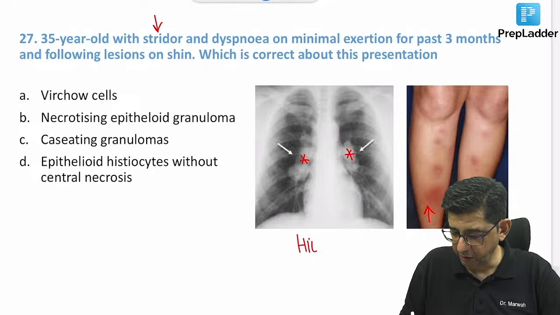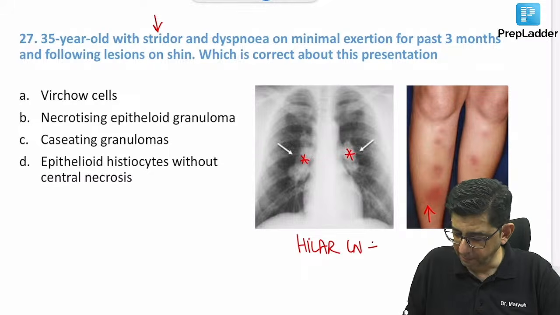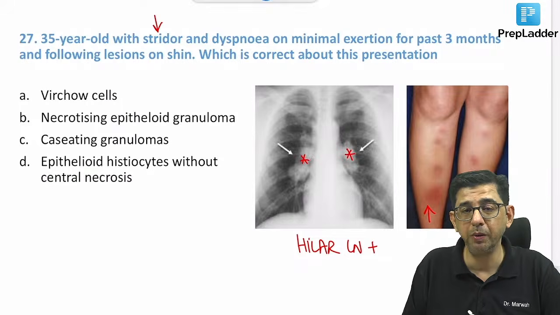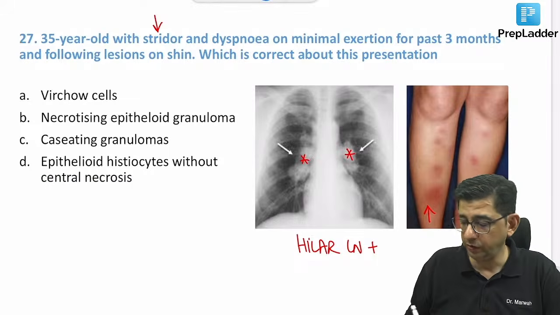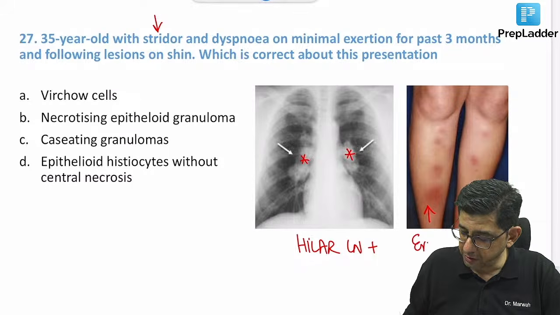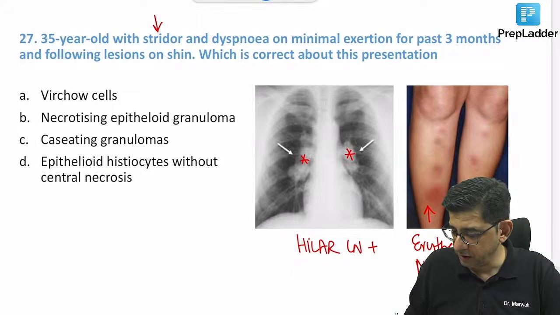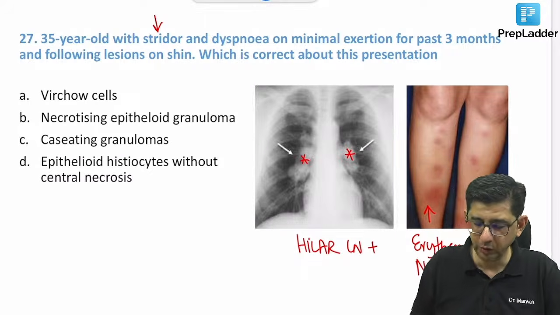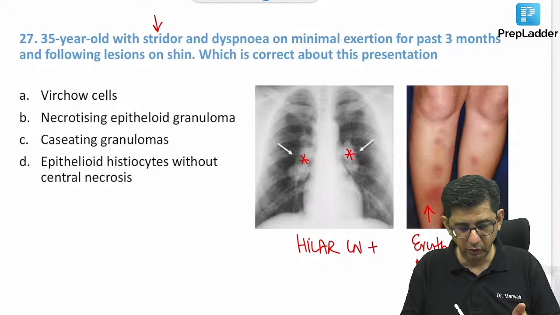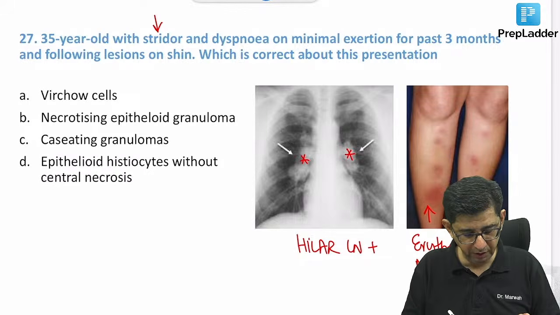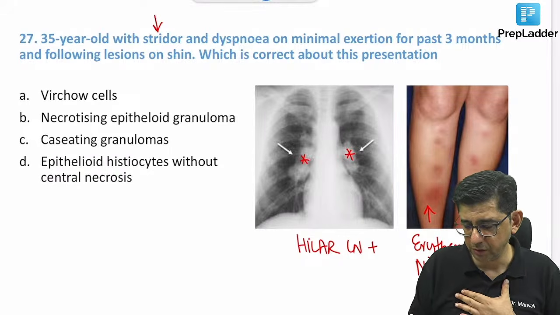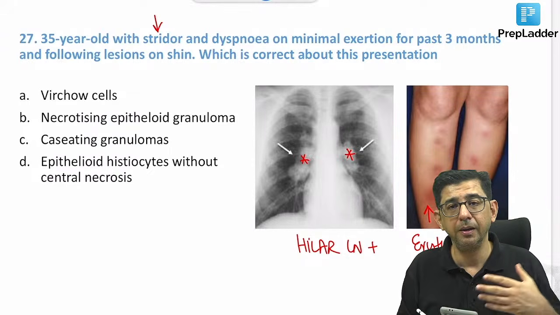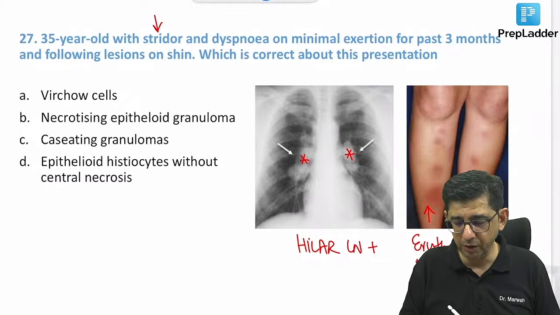So what we are talking about here is hilar lymphadenopathy in a female. These could be pressing on the trachea, contributing to stridor and breathing difficulty. And at the same time, there are these purple lesions, which we can call erythema nodosum. So the disease that I'm talking about at the moment is sarcoidosis. And it asks what would be the correct feature in this particular case?